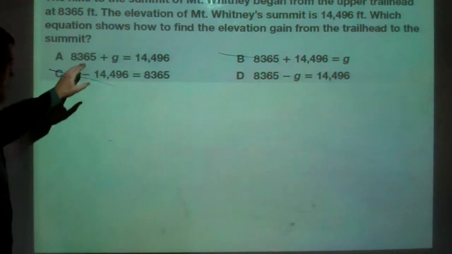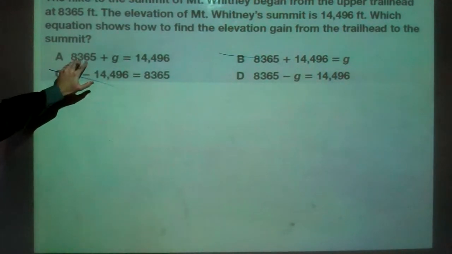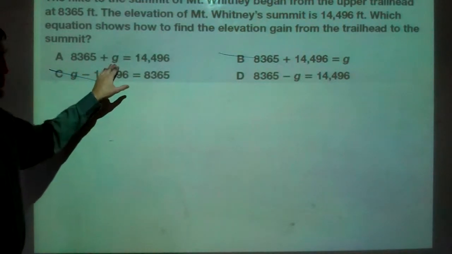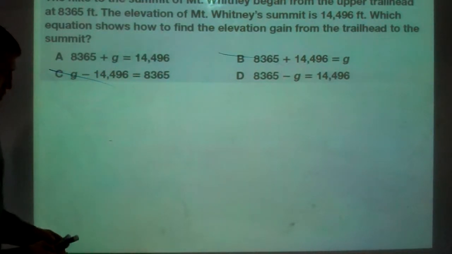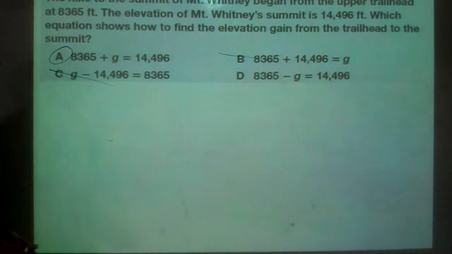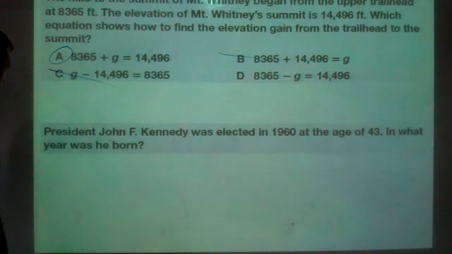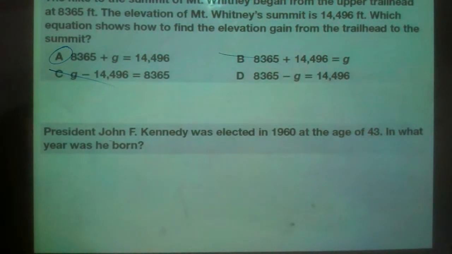Well, when we're looking at a total of something, we will go 8,365 plus what we gained to get our total. We're not going to subtract to get a total. We are going to go with A.